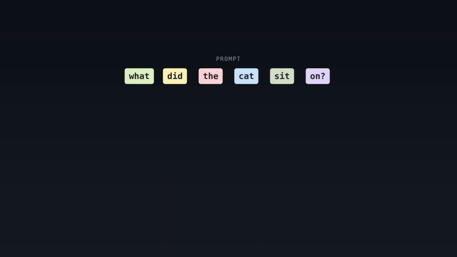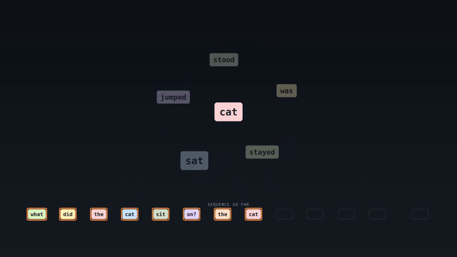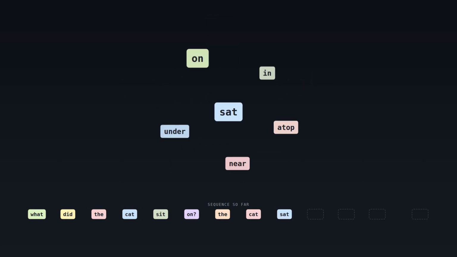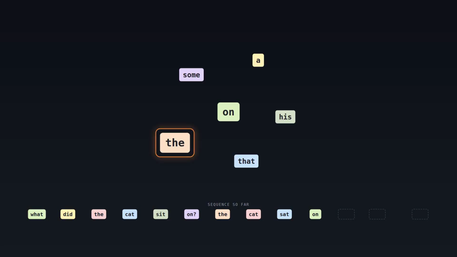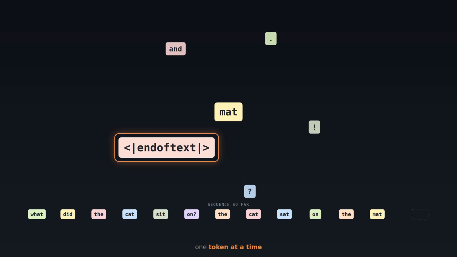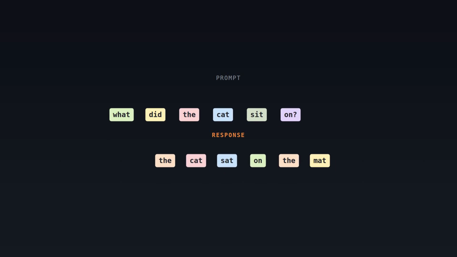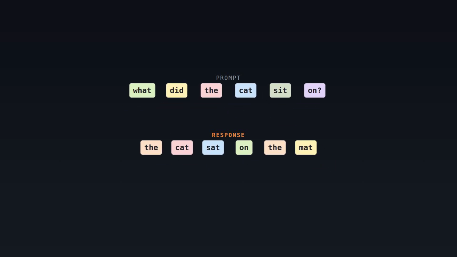Now, let's see how the process would work with a prompt like, "What did the cat sit on?" Once a token is picked, it becomes part of the sequence, and the model runs the pipeline again, reusing the work it already did, so it stays fast. Pick, add, reprocess. That's how a response gets built, one token at a time, until the model picks a stop token, or hits a length limit, or you stop it. Your prompt in, your response out.